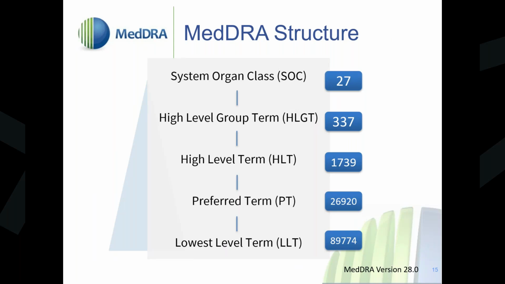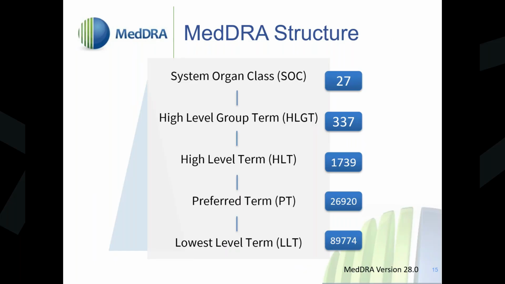Starting from your natural language verbatim, you code it to your LLT, the LLTs get aggregated to the same PT, and then the aggregation goes higher up in the hierarchy into 27 system organ classes. In many organizations, summarization and analysis starts at the PT level. So it's a very important level. And this is the level used in reporting and submissions. For example, if you reference ICH guidelines for DSUR and PBRER guidelines, you're going to see the PT level called out as a level for reporting.